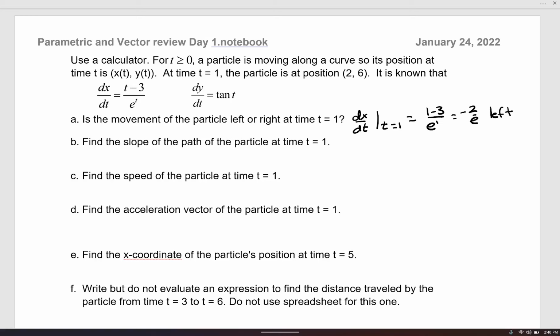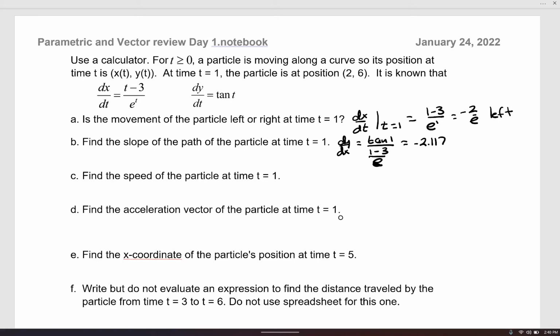Find the slope of the path of the particle at time t equals 1. So dy/dx at 1 is tangent of 1 over 1 minus 3 over e. How come I can't write an e? There we go. Which is equal to, if we plug that in the calculator, we get negative 2.117.